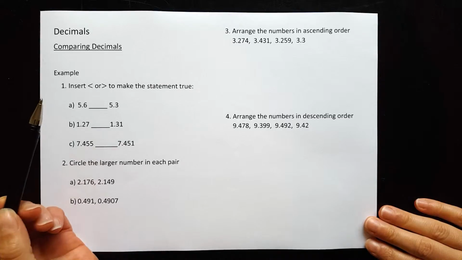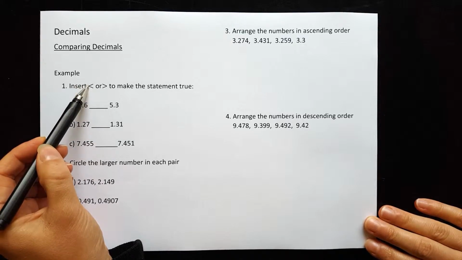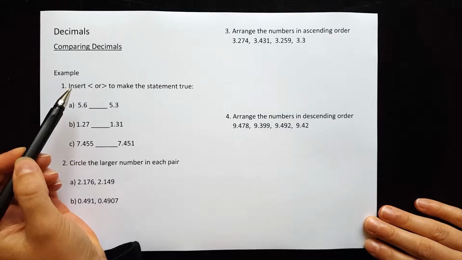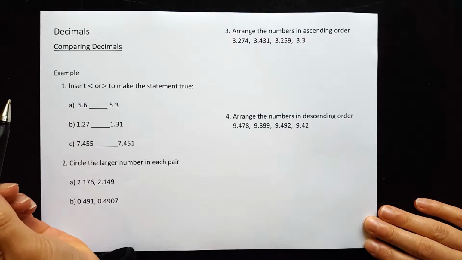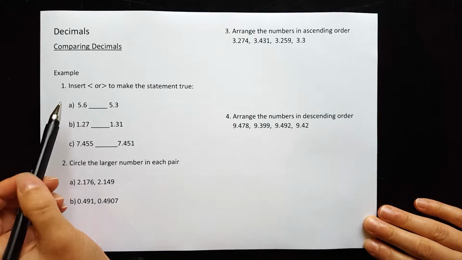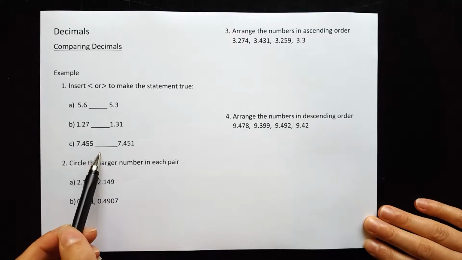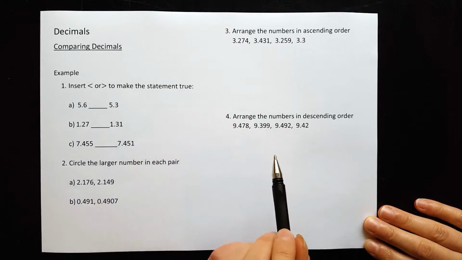Now there's different ways to remember it. I like to think of it as the pointy end always points to the smaller number. Okay, so hopefully that will help you with these questions here. So we need to put the right symbol into each of these problems here to make the statement true.